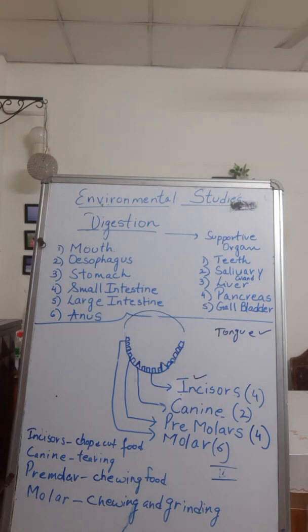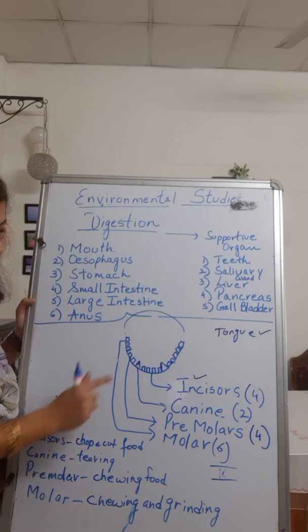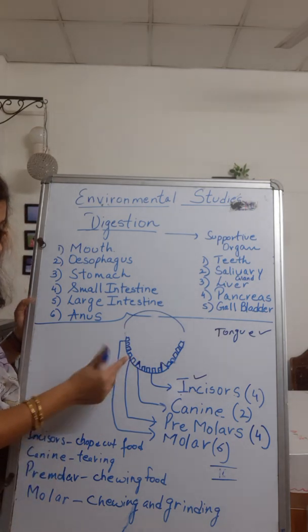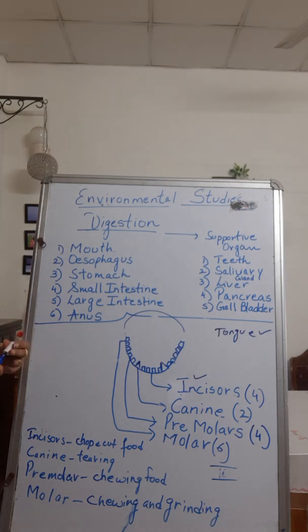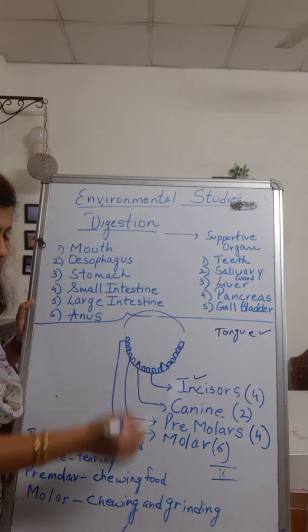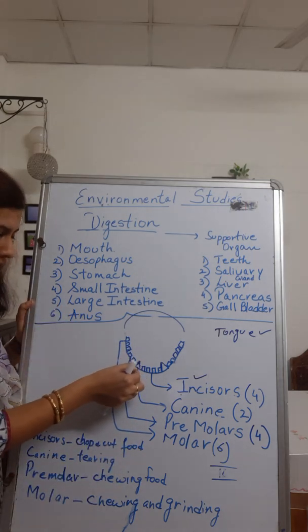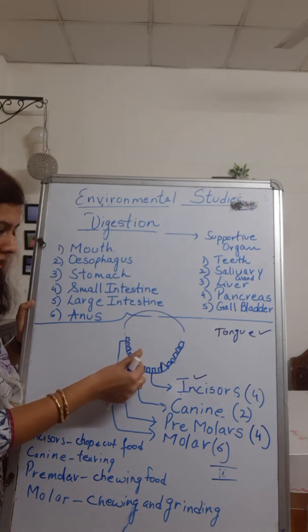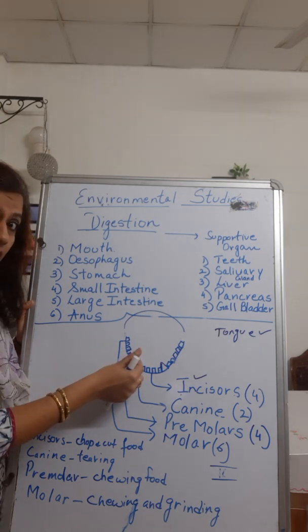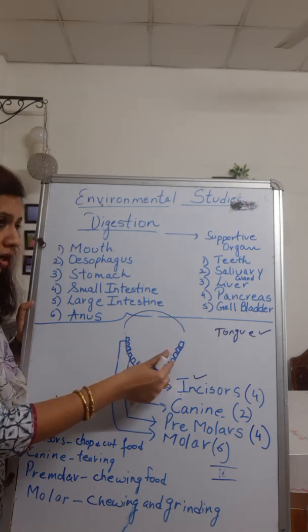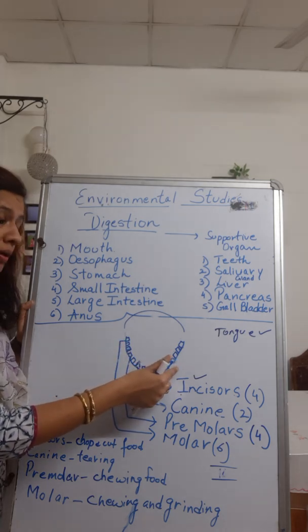Moving on. The next kind of teeth that we have are premolars. These are canines and these are the premolars. Now what do these premolars do? They help us to chew the food because they are flat. These are pointed, right? If you look at canines, these are pointed, so they help you to tear the food. These are flat kind of teeth which help us to chew the food and turn it into a paste.